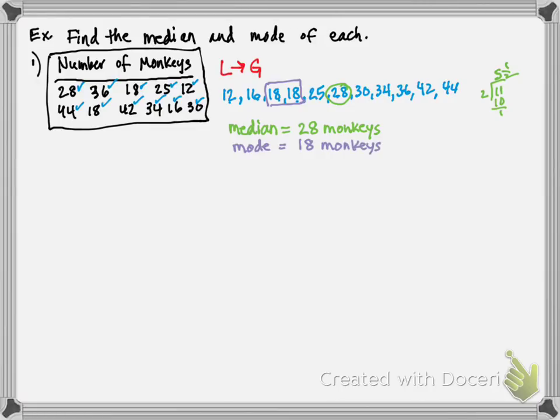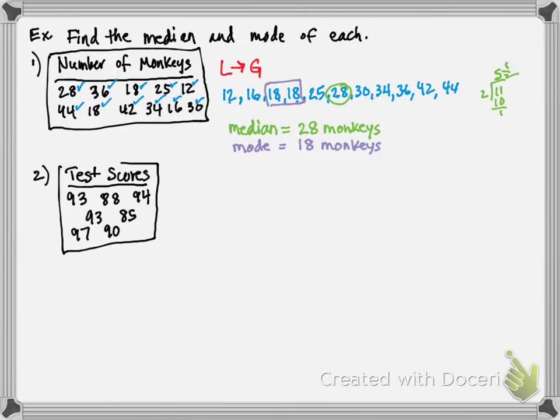Okay. All right, how about test scores? Now this is a ridiculously small class. 93, 88, 94, 93, 85, 97, and 90. Ooh, pretty good looking class. High averages.